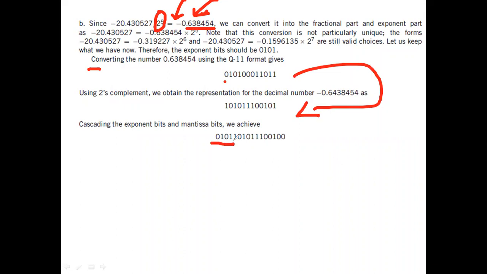So this part here represents the positive exponent 5, whereas this part here represents the 2's complement of the fractional part, which was converted using the earlier division. Okay. Once again in the Q notation, sticking to the Q11 notation.